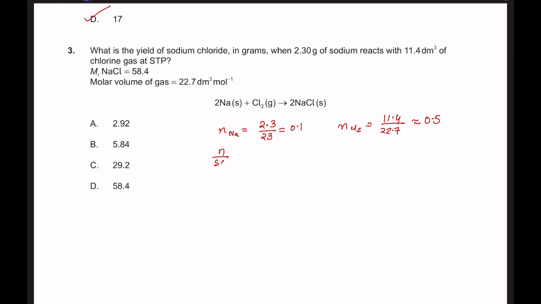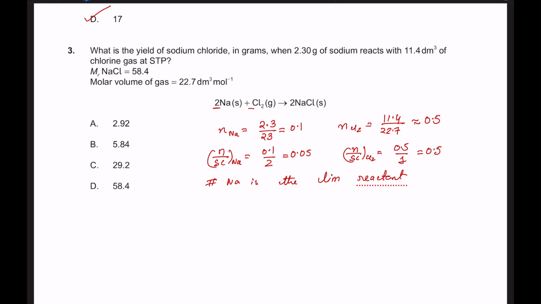Now we have to find n by stoichiometric coefficient for Na, moles by stoichiometry coefficient. Moles is 0.1, stoichiometry coefficient of Na is 2. So this gives you 0.05. And n by SC of Cl2: moles of Cl2 is 0.5, stoichiometry coefficient is 1, so this is 0.5. So the compound with the smaller n by SC will be my limiting reactant. So Na is the limiting reactant.